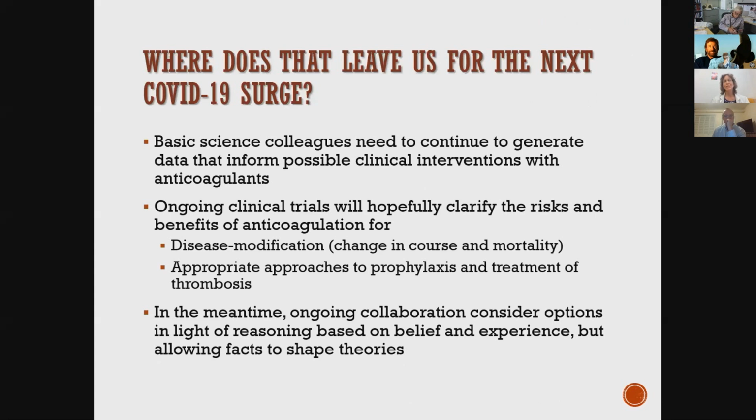There are more than 60 trials in clinicaltrials.gov looking at anticoagulation for various purposes in COVID-19. So we're hopeful that these data will help clarify the risks and benefits of anticoagulation for both disease modification and for appropriate approaches for prevention and treatment of venous thromboembolism. But what if the surge is next week? Now that Memorial Day is done, there's been a lot of civil unrest, and the herd is out.